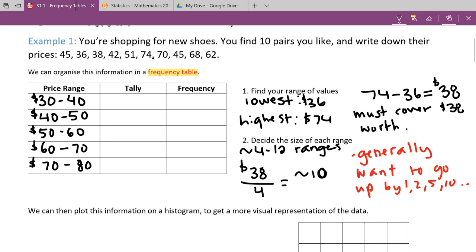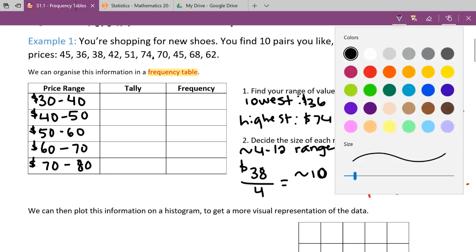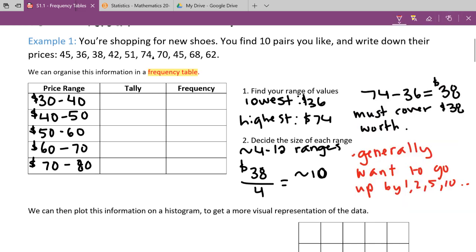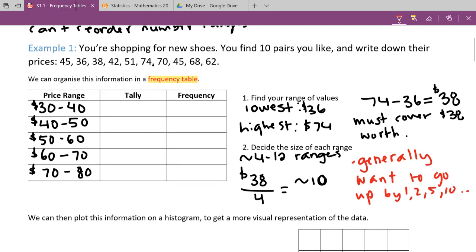I'm now going to go through and tally off how many of our values fall into each range. So looking at the first one, we're looking for prices between $30 and $40. Well, I see we have a 36, so there's 1. We have a 38, so there's 2. The tally can just help me keep count of how many I've covered already. The frequency of that is 2.